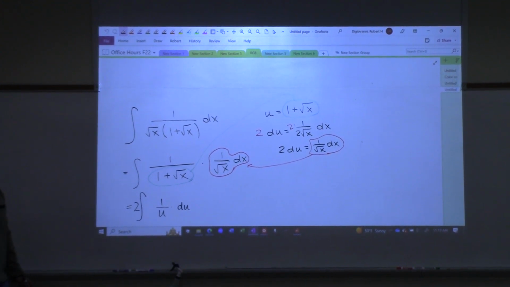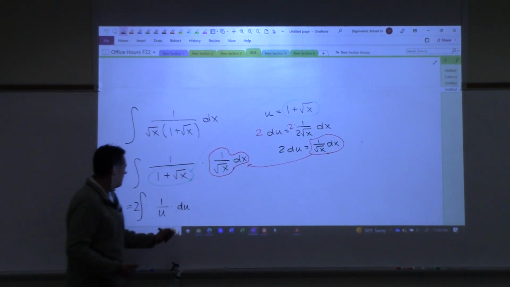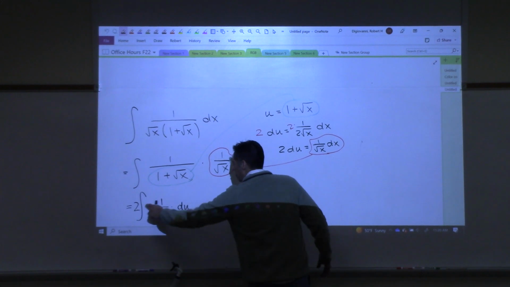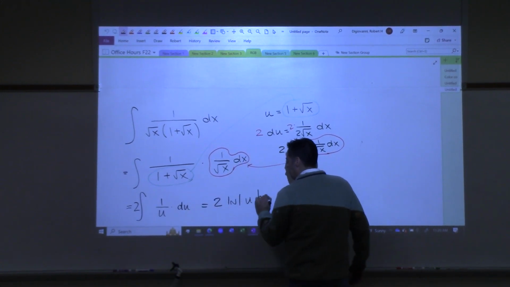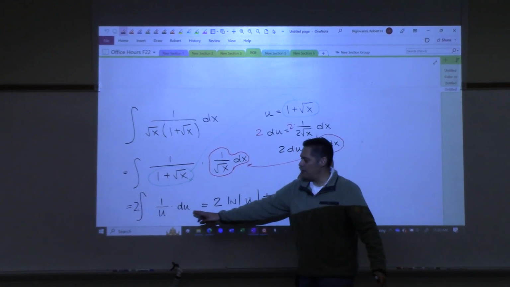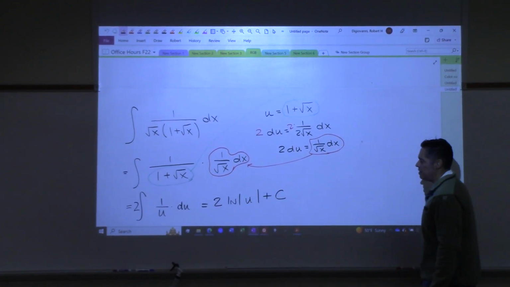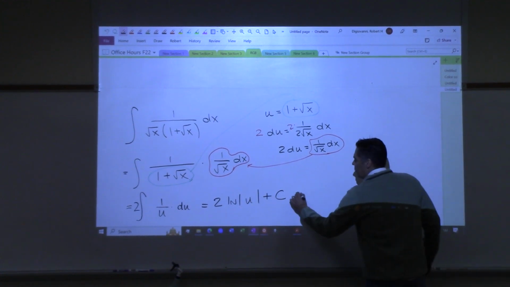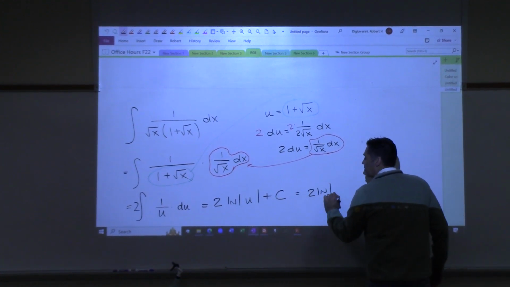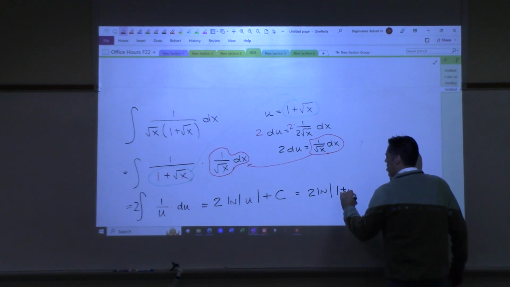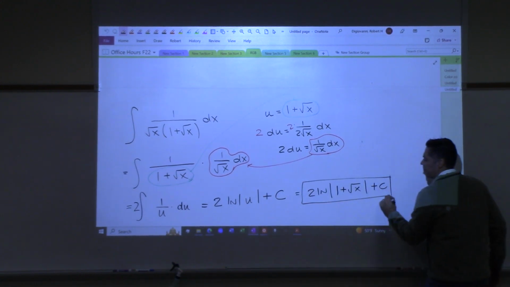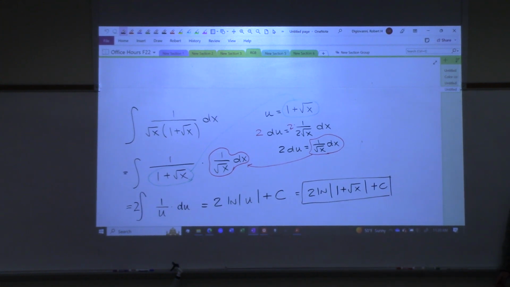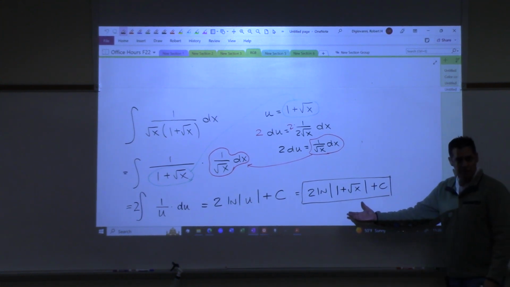The antiderivative of 1 over u, natural log. So we're going to have here no more integral sign. 2 comes for the ride. Natural log, absolute value of u plus c. Again, if you want to make that du go somewhere, make it the plus c. And then this is equal to 2... We're not done. Absolute value, 1 plus root x plus c. Now I'm done. And you could check the answer, right? If you wanted to, you could differentiate this.